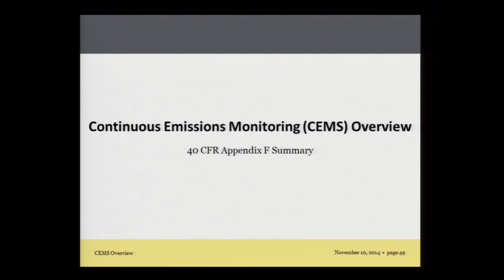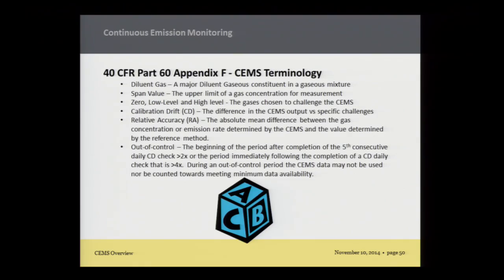All right, so Appendix F summary. This is where we get into your QA/QC. So here's some terminology. It typically tends to align with Appendix B, but you bring in some new terminology. So there's where you're talking about the diluent gas. The span value is the upper limit of a gas concentration for measurement. Zero, low level, and high level are the gases chosen to challenge the CEMS. Your CD is the difference of the CEMS output versus specific challenges. Your RA, a little bit different, is the absolute mean difference between the gas concentration or emission rate as determined by the CEMS and the value determined by the reference method.